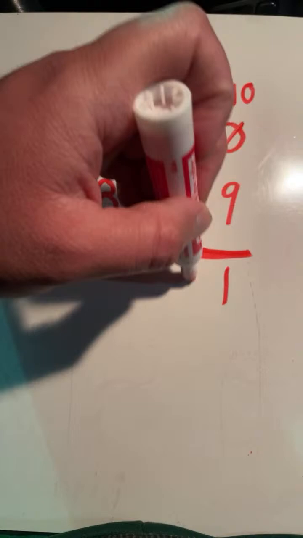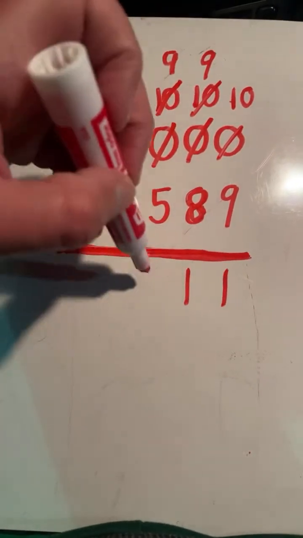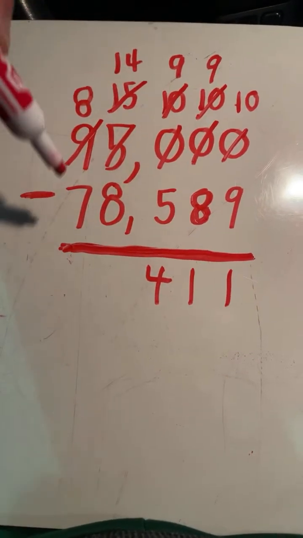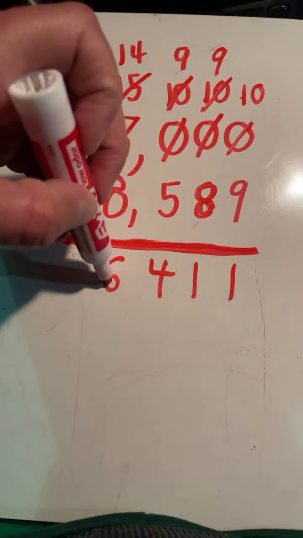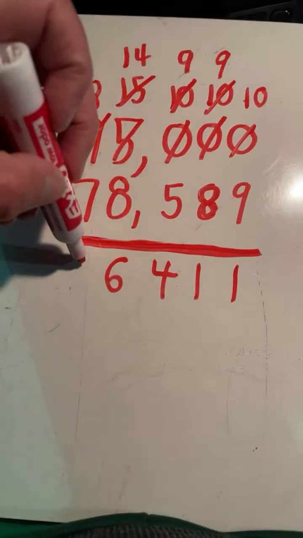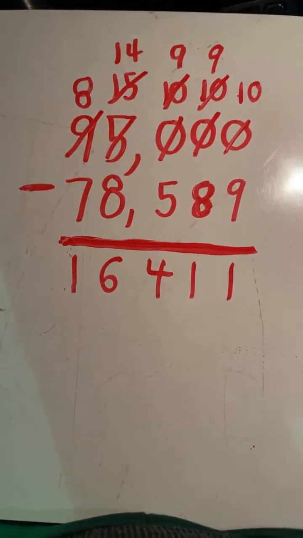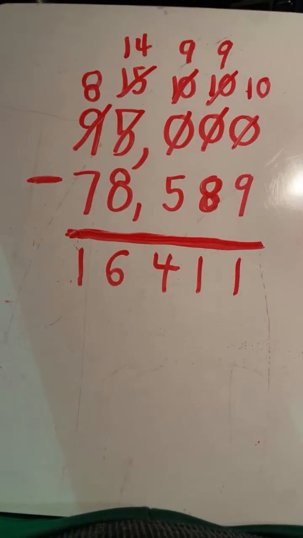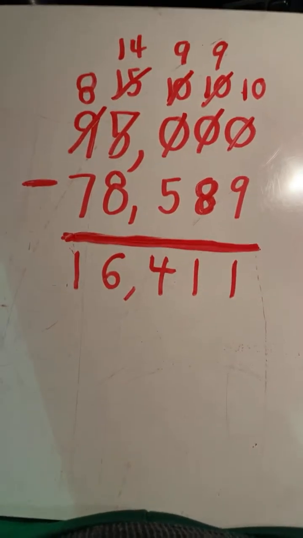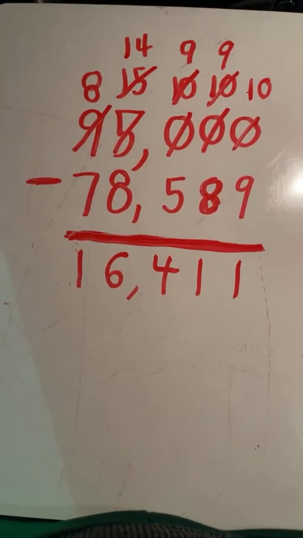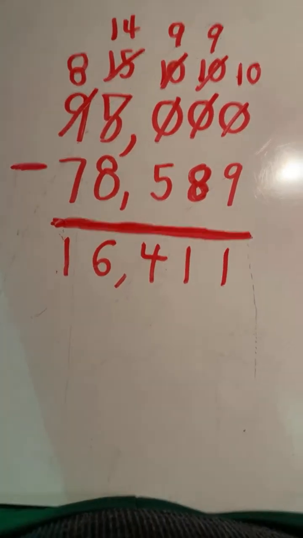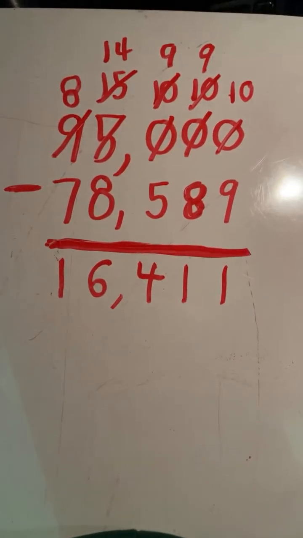9 minus 8 equals 1. 9 minus 5 equals 4. 14 minus 8 equals 6. 8 minus 7 equals 1. So once you get done with all the regrouping, it's basically a bunch of separate one-digit problems. That's how you can think of it. But we have our final answer. 95,000 minus 78,589 equals 16,411. All right, going on to example number 2.